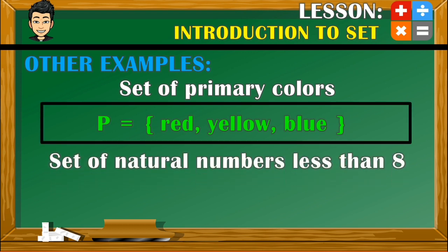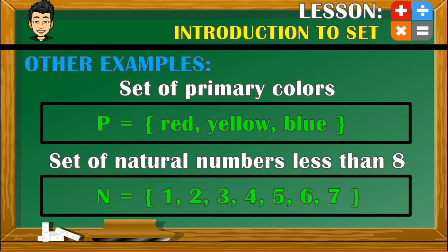Now let us have the set of natural numbers less than 8. Let us name our set as set N. Remember that natural numbers are also called counting numbers. Therefore, we start with 1 up to the last element, which is 7. Then close it again with a bracket. So that is how we typically represent or write the elements of a given set.